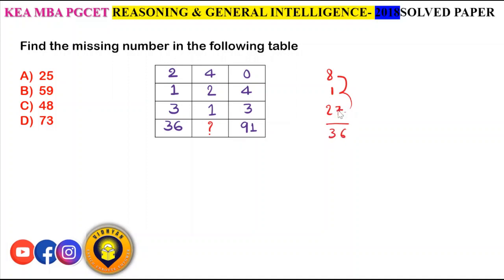So the sum you are getting here is 36. Just check it out in the last column also. 4 cube is 64, 0 cube is 0, 3 cube is 27. So 64 plus 27 is 91. So that means this is satisfying.